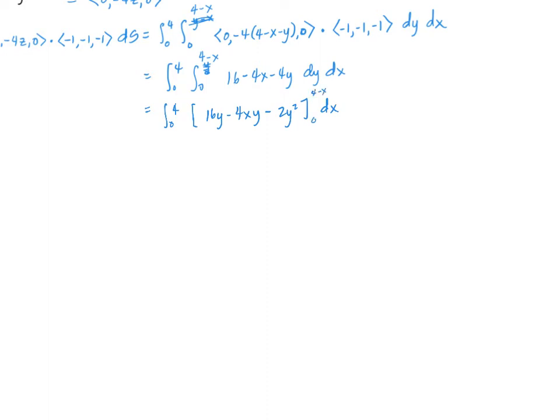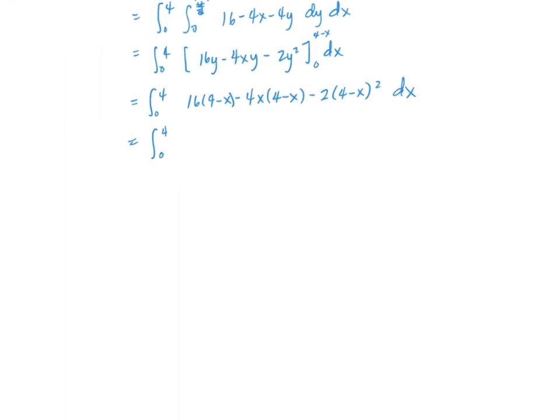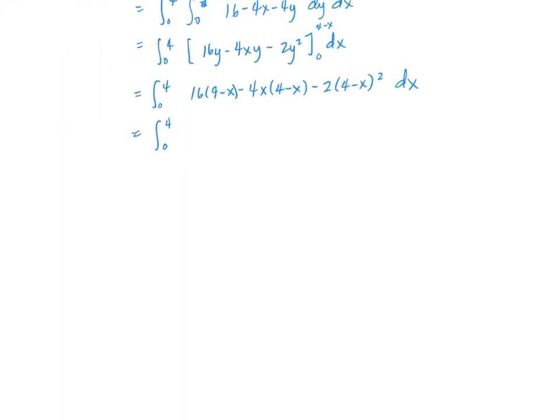And I keep forgetting stuff, trying to do algebra in my head while I write and talk at the same time. This is 16 times (4 minus x) minus 4x times (4 minus x) minus 2 times (4 minus x) squared. And then you could simply multiply everything through, combine like terms and so on.